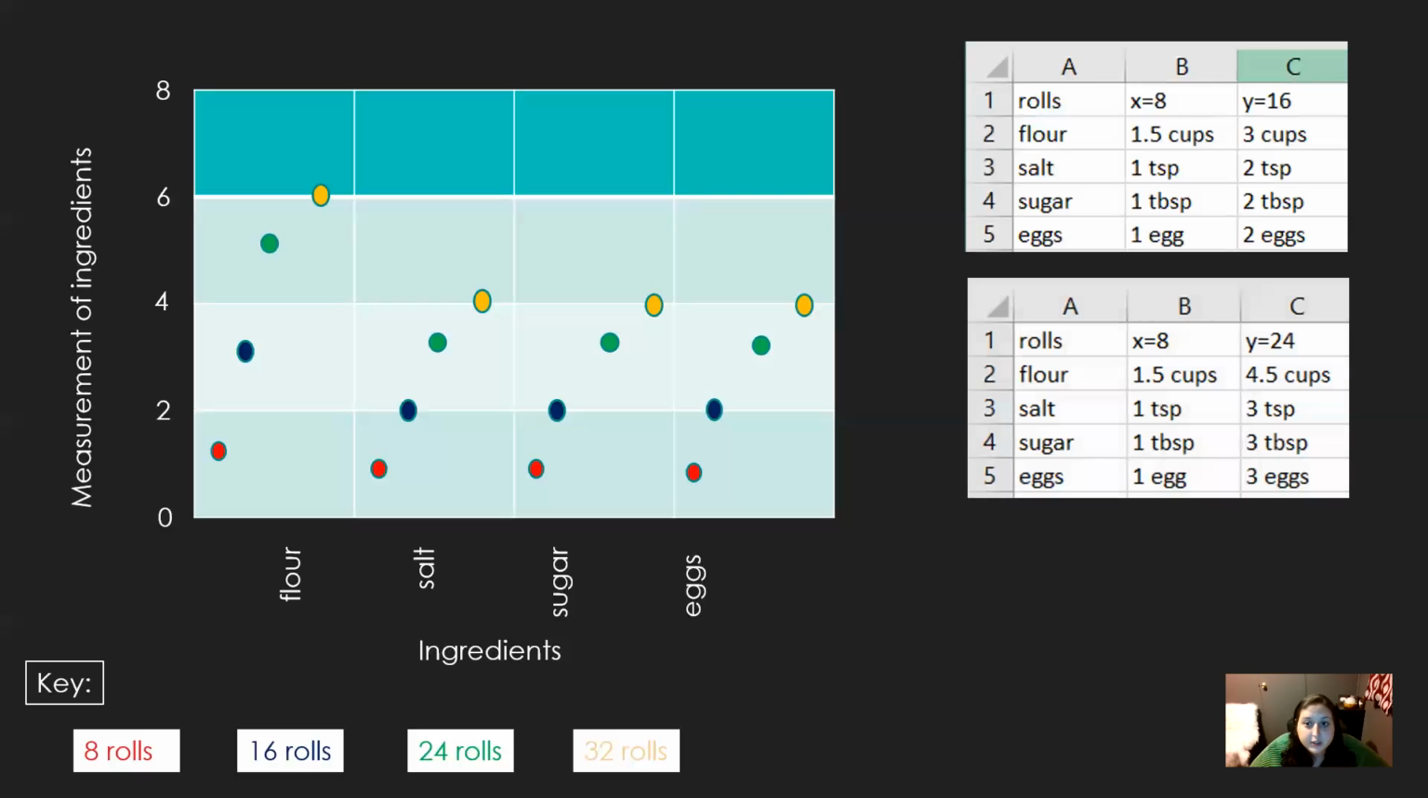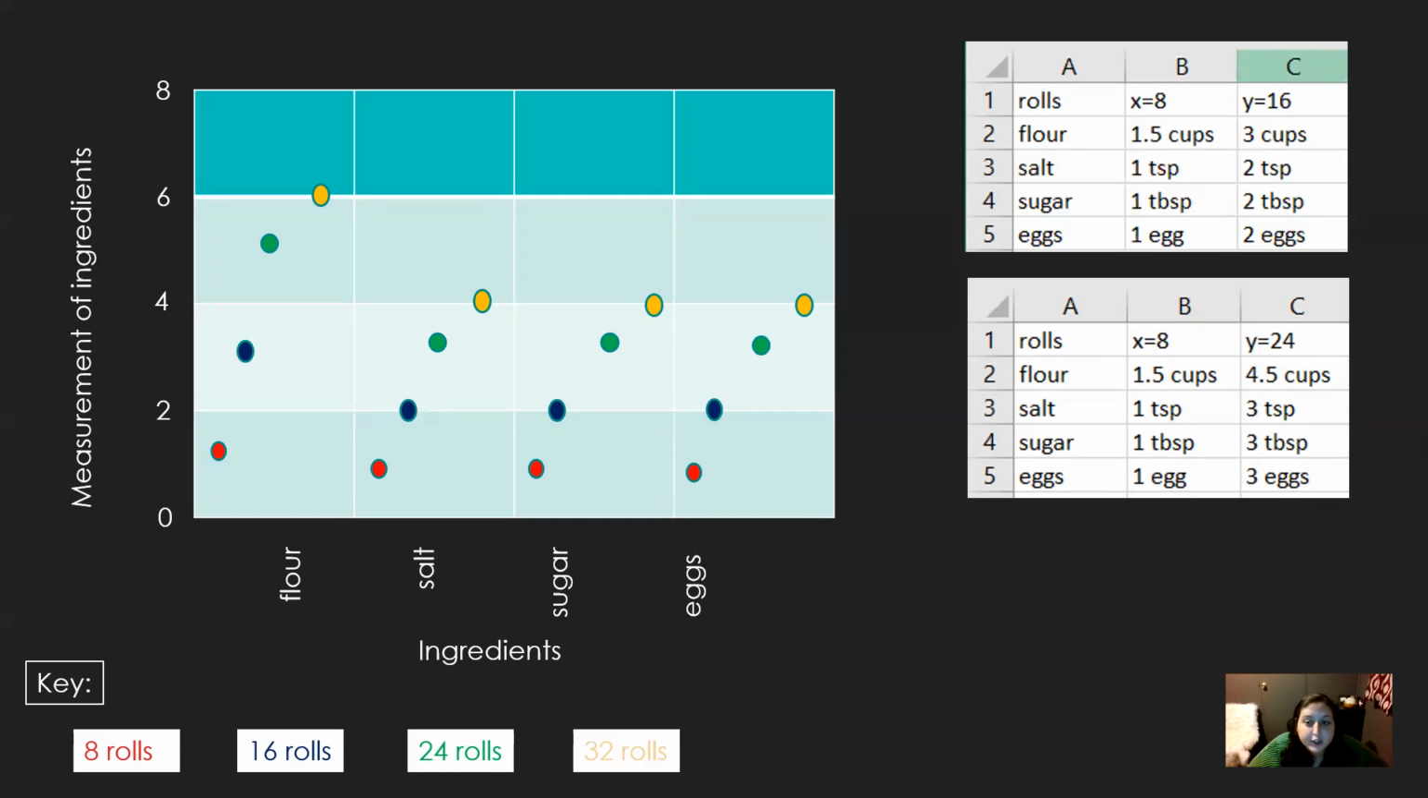And then whenever we move on to 16 rolls, my bad, then we're going to move to the blue dots, and we're going to need 3 cups of flour, 2 teaspoons of salt, 2 tablespoons of sugar, and 2 eggs, which you can see that the salt, sugar, and eggs are the same each time because we started out with the same amount, so it's going to be multiplied and it's going to have the same amount after being multiplied each time. So those 3 are going to be the same. We're going to see the greatest difference in the proportions of flour for each time.